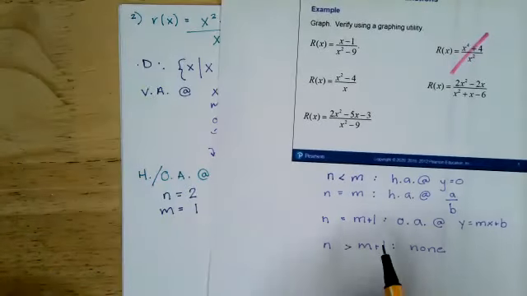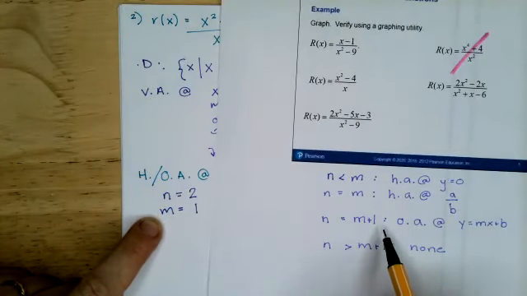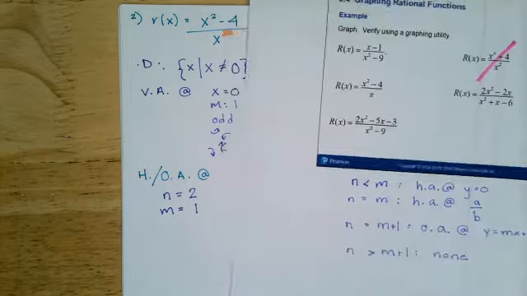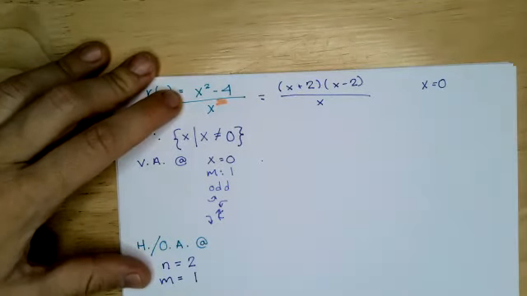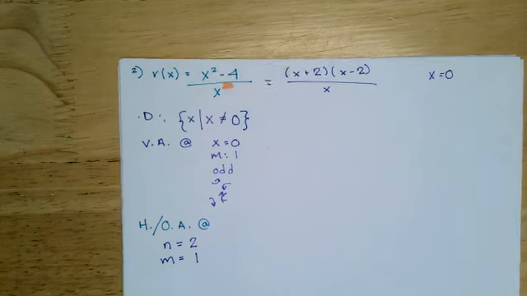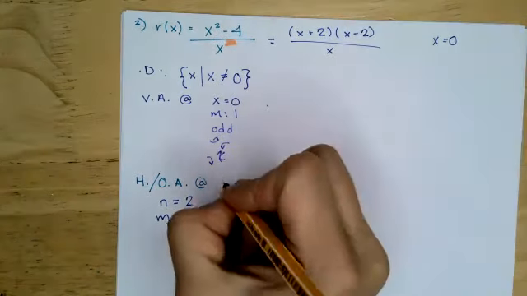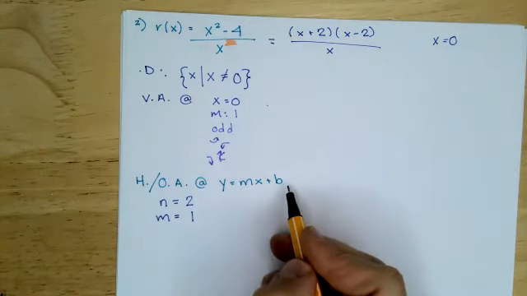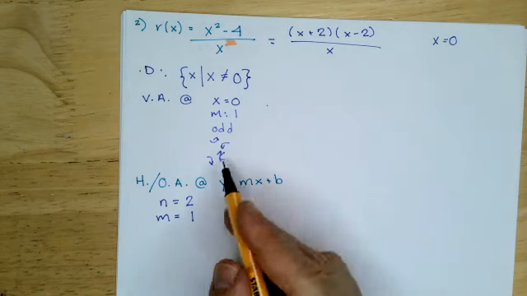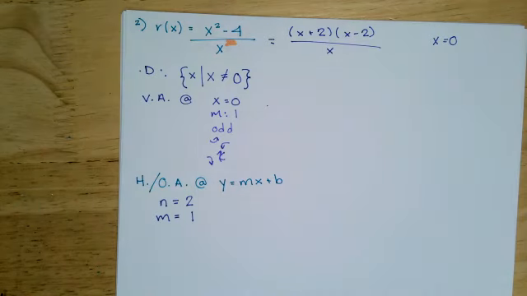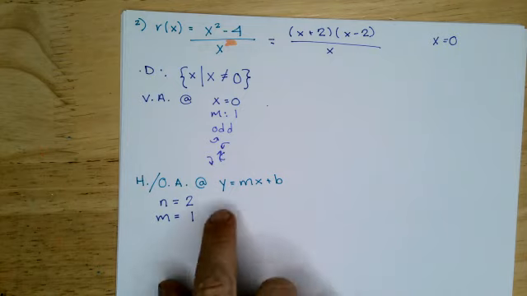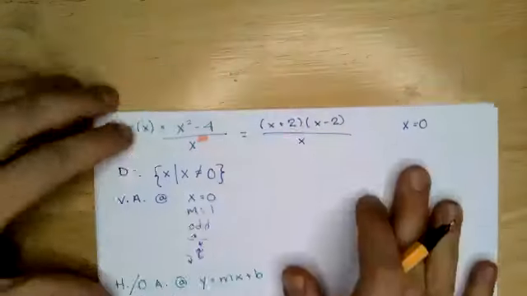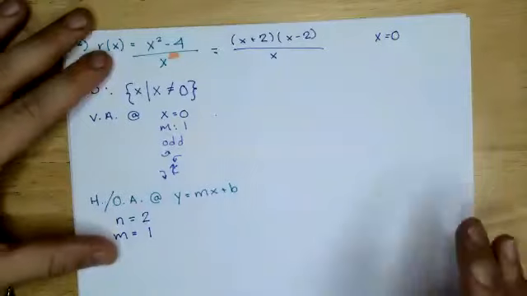What does that mean? n is equal to m plus 1. That's a hard one. We have an oblique asymptote at y equals mx plus b. So we have to divide x squared minus 4 by x. I chose mx plus b just because that's what I'm most familiar with. You can also call it ax plus b. So what you need to do to find a linear equation is take x squared minus 4 and divide it by x.